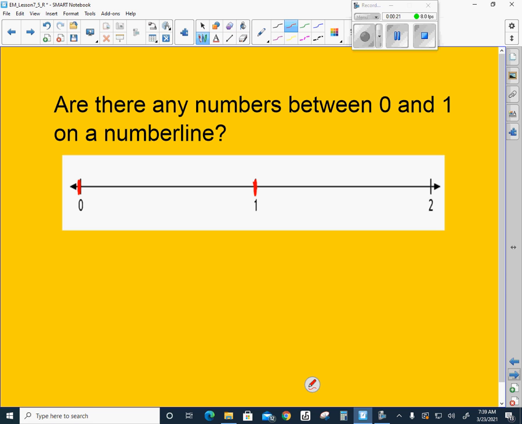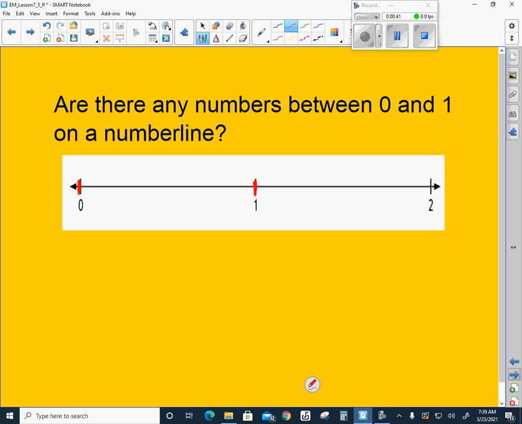Now, of course, if we were in class, we'd be able to talk about this, and we would be able to discuss it and have some conversation. But we're not able to do that through a video. So a lot of times when I ask this question, boys and girls say, no, there are no numbers between 0 and 1. But then I want to ask you, well, let's think about this.